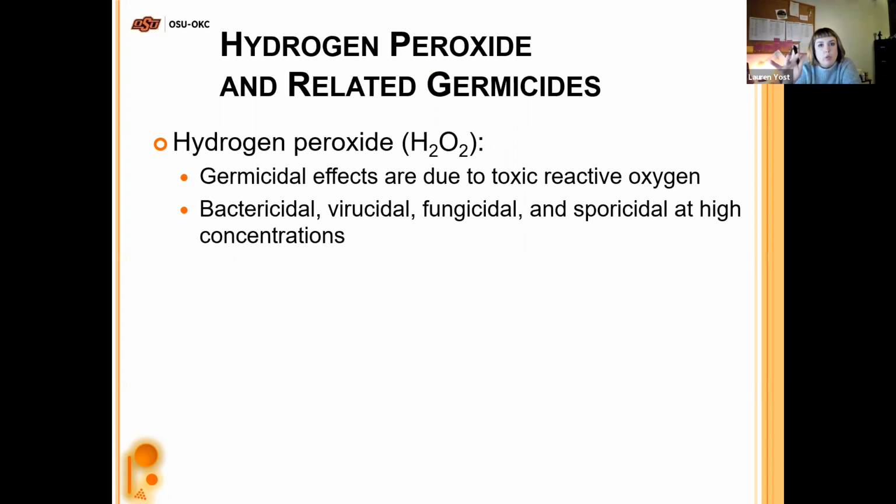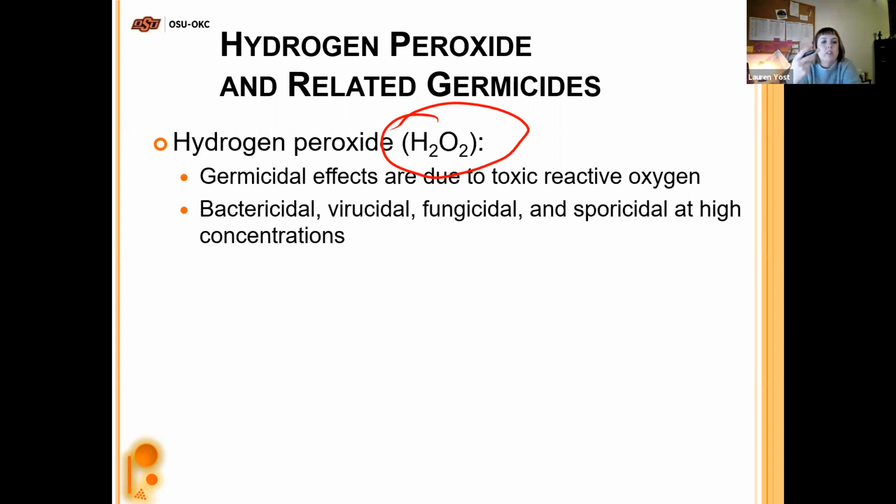H2O2 is its chemical form. You should probably be aware of that, because I'm going to be using that a lot in the lab when we talk a lot about hydrogen peroxide in the future. But H2O2, okay, hydrogen peroxide. There's a hydrogen per oxygen. That's what it means. So it has germicidal effects because it is creating a toxic reactive oxygen that kills bacteria.